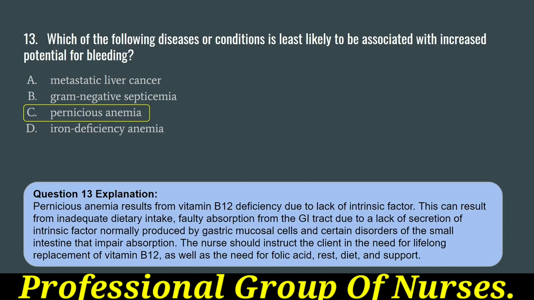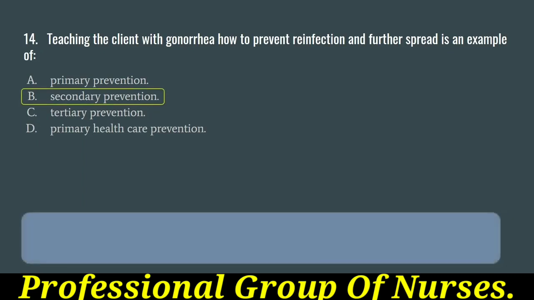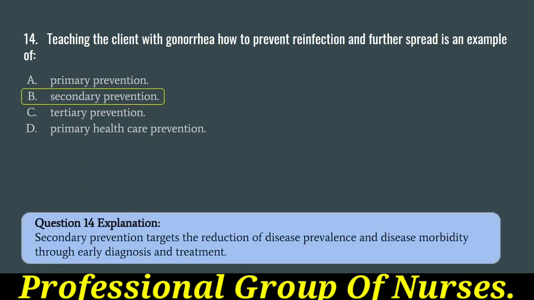Question 14. Teaching the client with gonorrhea how to prevent reinfection and further spread is an example of A. Primary prevention, B. Secondary prevention, C. Tertiary prevention, D. Primary healthcare prevention. Question 14. Answer: B. Secondary prevention. Question 14. Explanation: Secondary prevention targets the reduction of disease prevalence and disease morbidity through the early diagnosis and treatment.